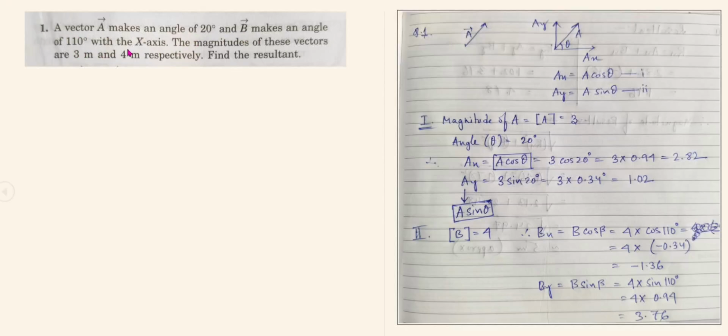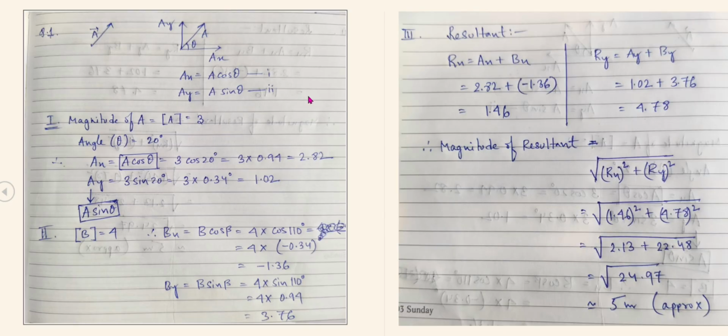angle 110 degree with the x-axis. The magnitudes of these vectors are 3 meter and 4 meter respectively. Find the resultant. Coming to the solution, we can split a vector into two parts, Ax and Ay.